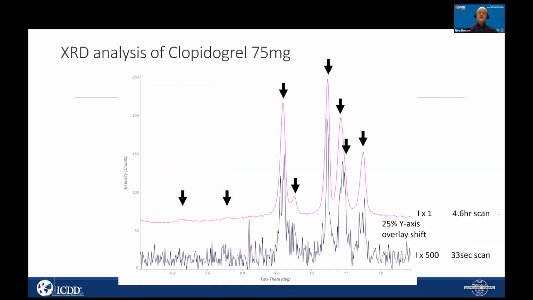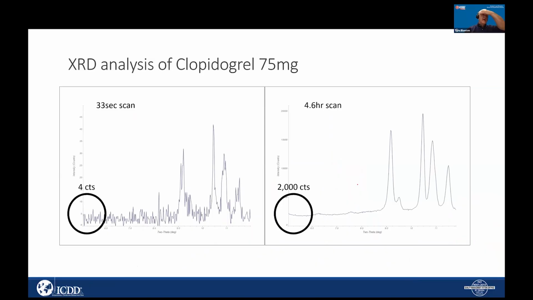So here's a comparison of the scan that was at 4.6 hours, the scan that was at 33 seconds. And what you'll see is that at 4.6 hours, I can start to see some of the details in the diffraction pattern. And at 33 seconds, if I tried to do a peak searching, it would be putting multiple peaks in here, not because there are multiple peaks, but because the pattern just has poor counting statistics.